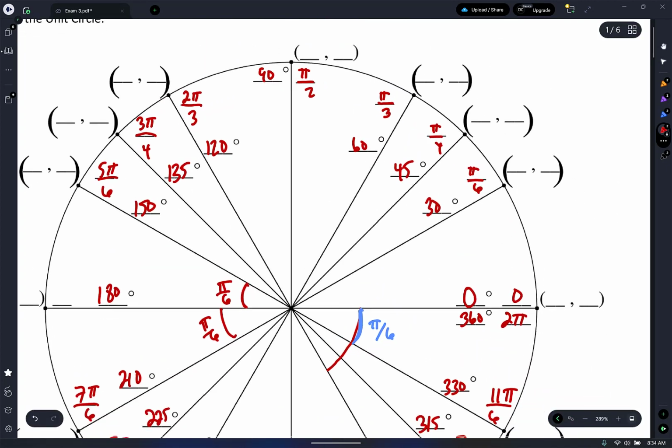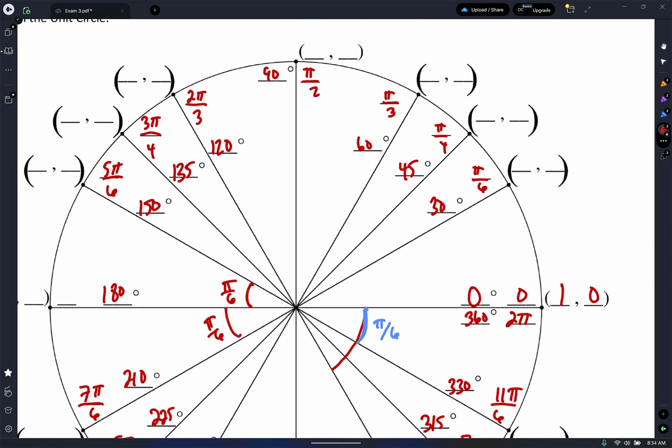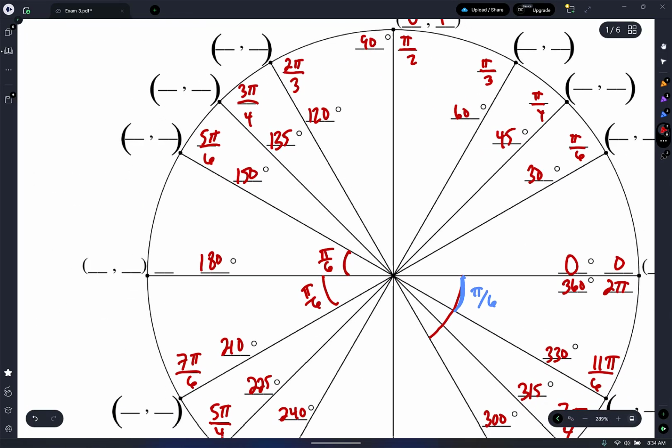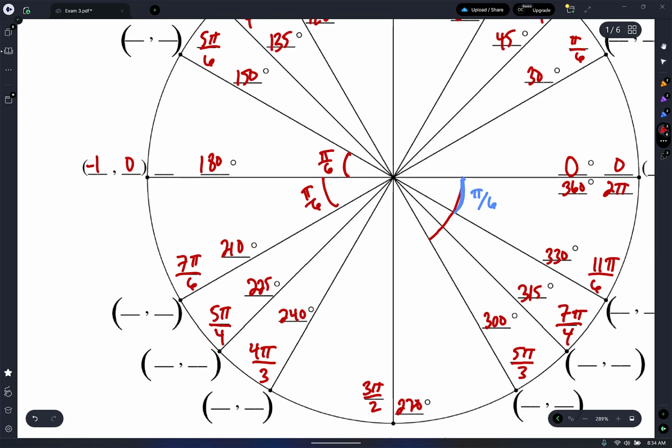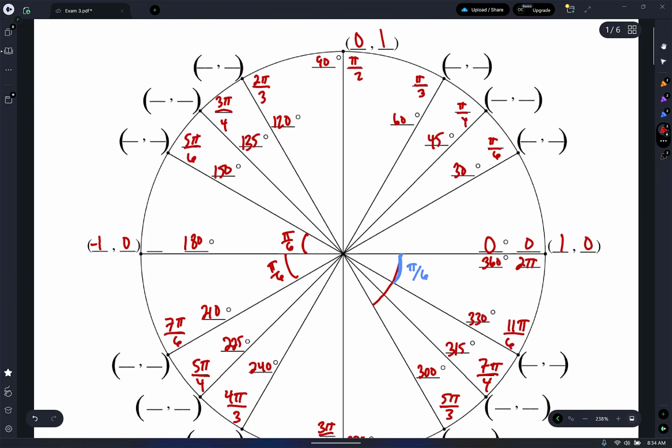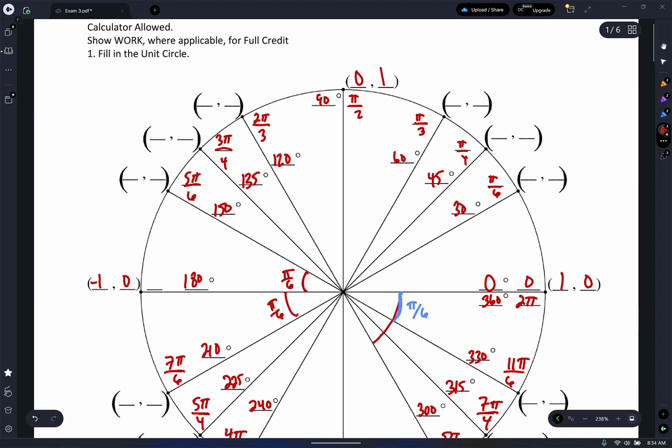So now coordinates, the easiest one are these. The radius is 1 on a unit circle, so that's 1, 0. This is 0, 1. Some of you guys mixed that up. -1, 0, 0, -1. So those are the easiest ones, guys. So please make sure those are correct. And then here we go.